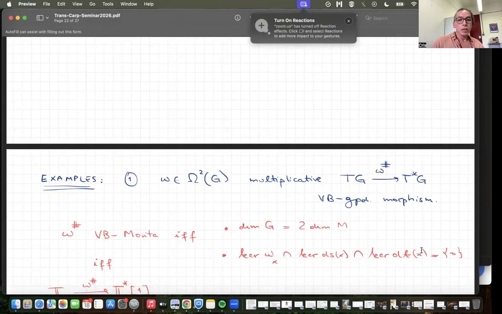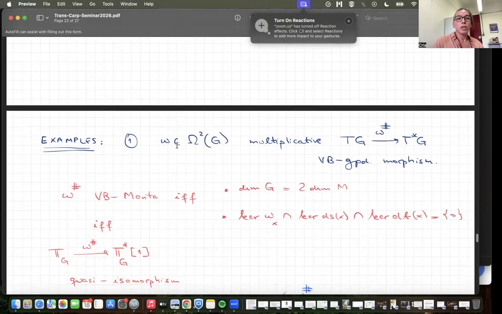So the first example is this. I'm going to take a two-form on a groupoid G, and I will look at the sharp map of omega. So this map goes from the tangent of G to the cotangent of G. And we will say that this two-form is multiplicative if the sharp map is a VB groupoid morphism. Okay? So now I want to characterize the condition of omega sharp being VB Morita.